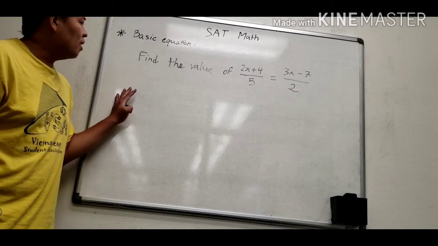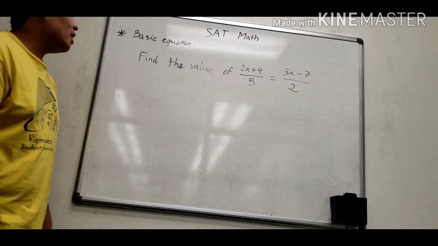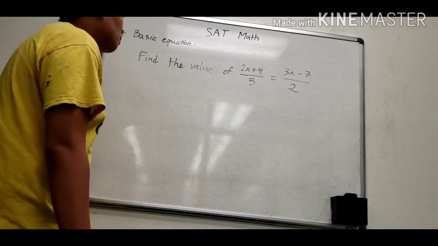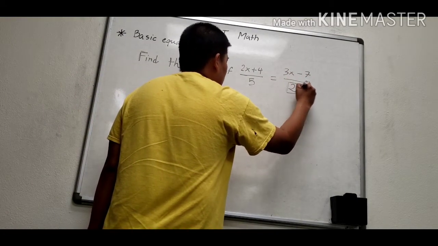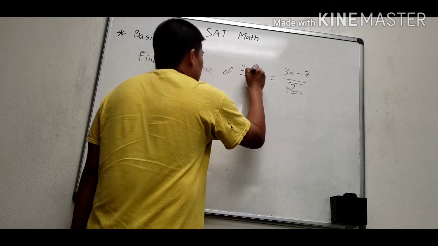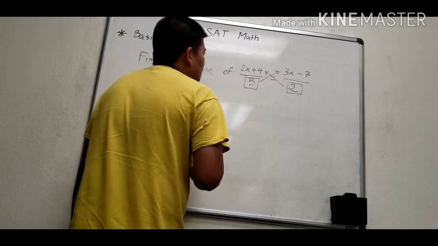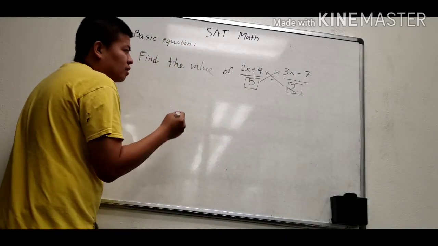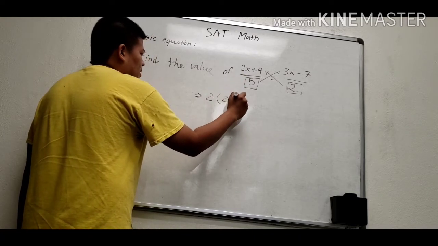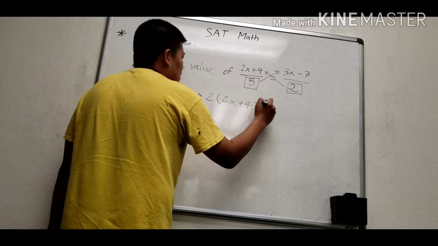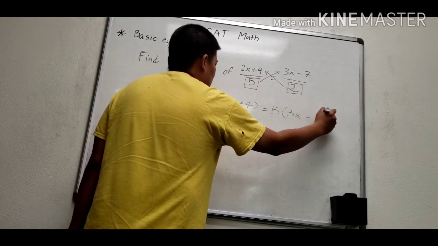And find the value of s where 2s plus 4 divided by 5 equals 3s minus 7 divided by 2. In this fashion, we can move the number 2 in here. We move number 5 in here and number 2 in here, so that we just flip the numbers, and we have 2 times 2s plus 4 equal to 5 multiplied with 3s minus 7.